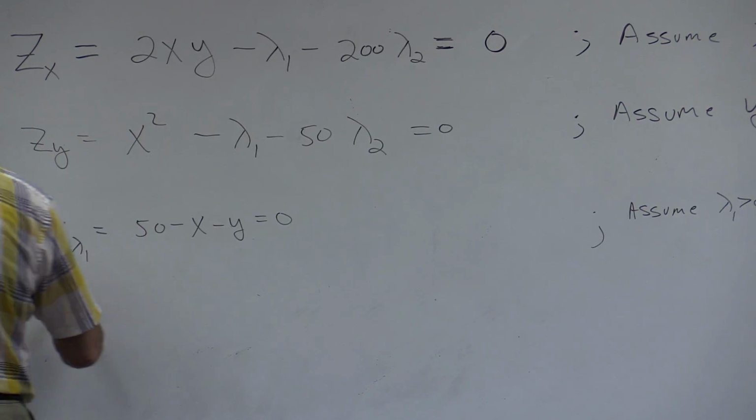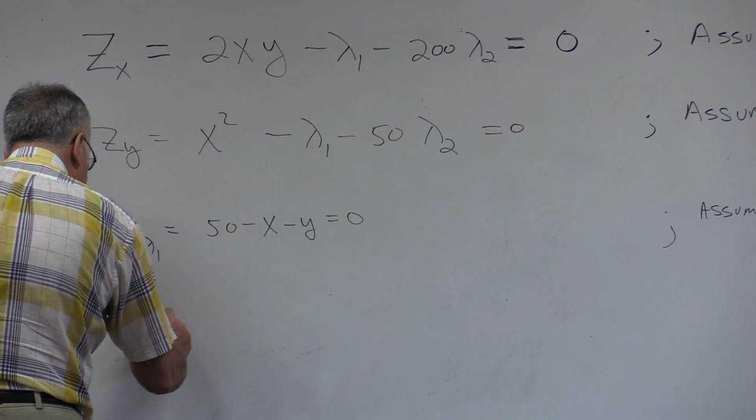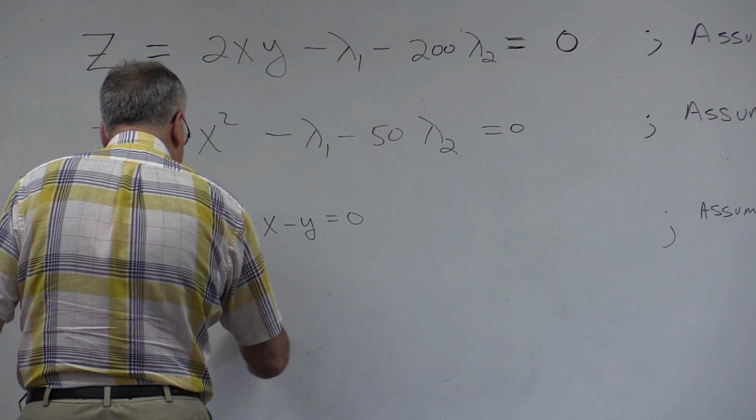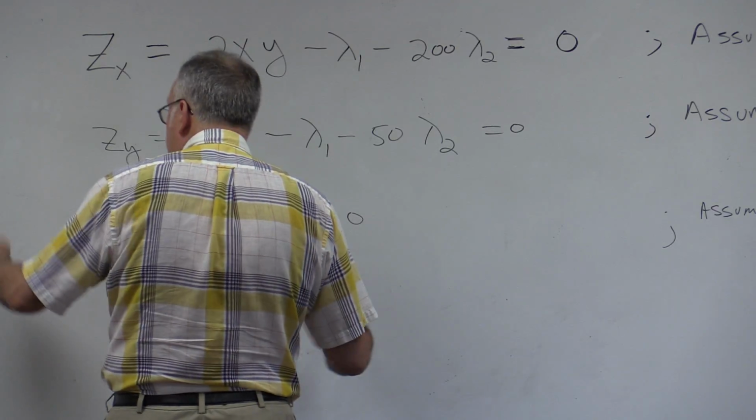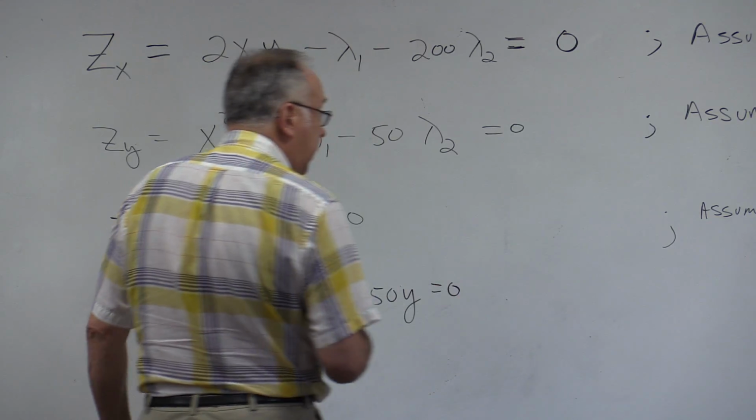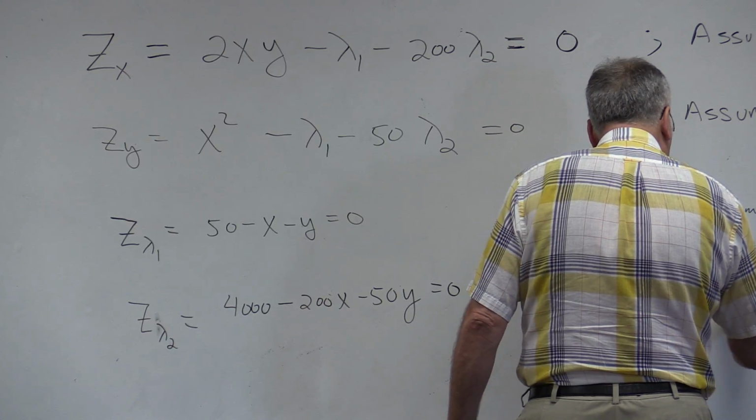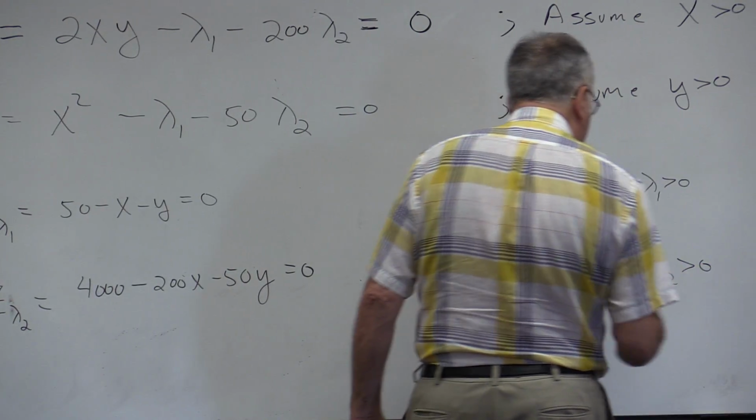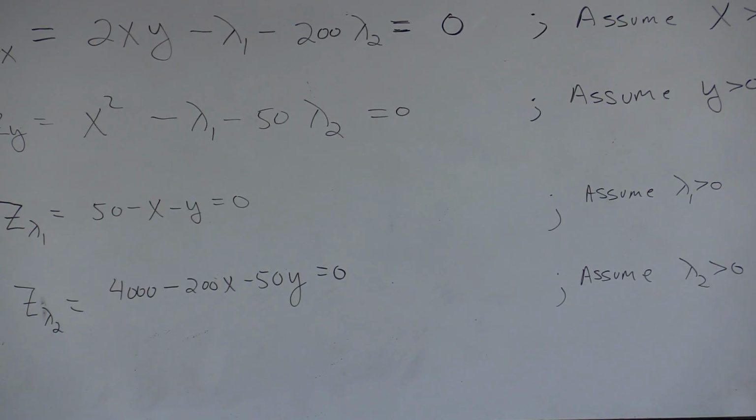And let's also assume that lambda 2 is positive. If we take the partial derivative of z with respect to lambda 2, that is just 4,000 minus 200x minus 50y. Set that equal to 0. And we're going to assume lambda 2 is greater than 0. In other words, we're going to assume that both of these constraints are binding.